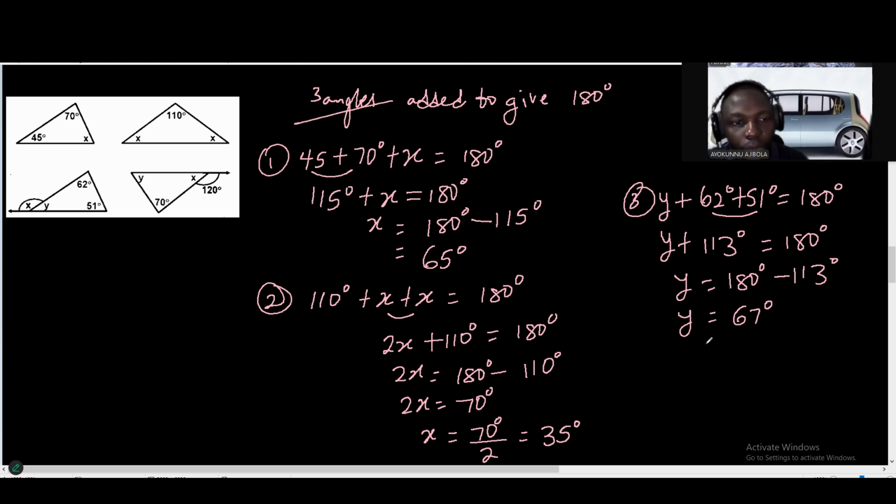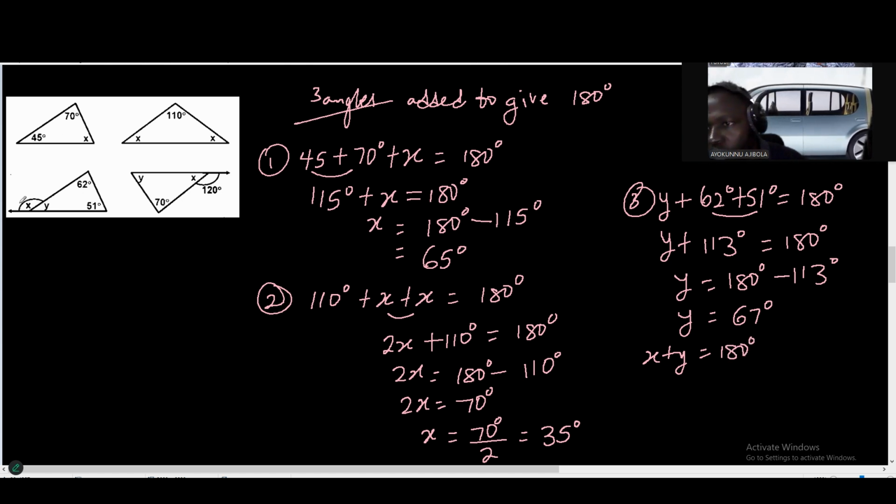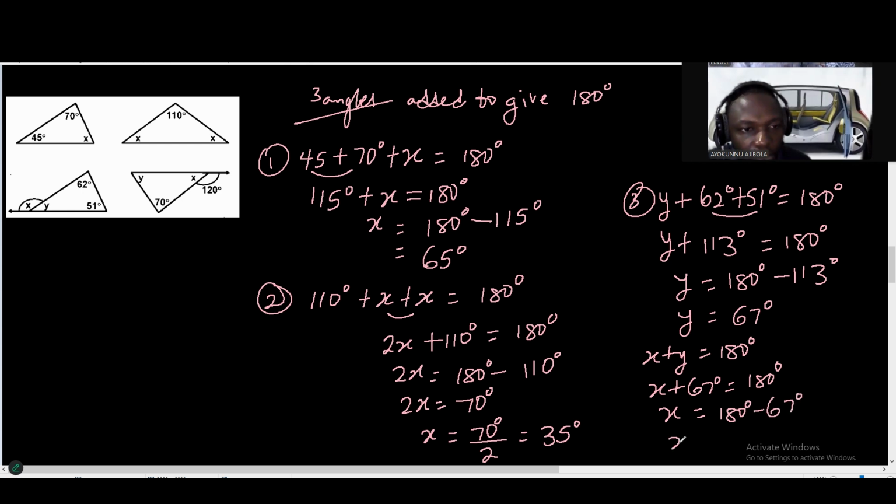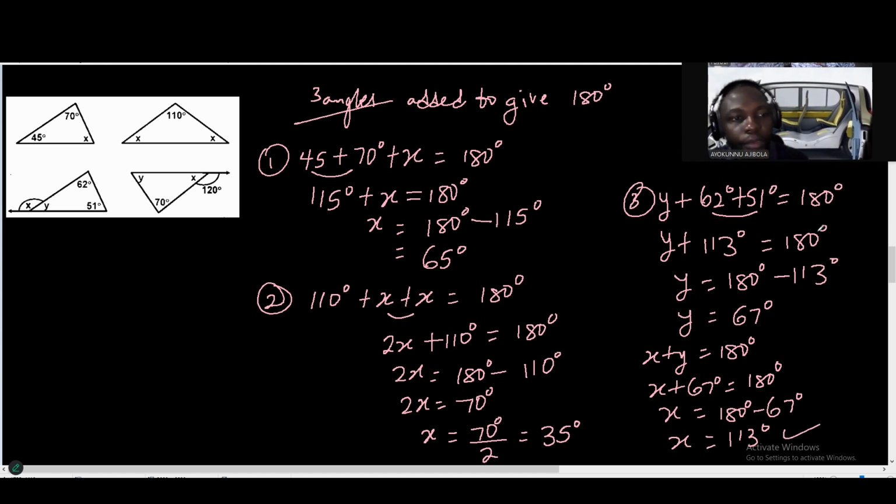So then x plus y is what? x and y are on the same straight line, so it's 180. And y is 67, so x plus 67 degrees is 180 degrees. x equals 180 degrees minus 67 degrees. So x should be 113 degrees. And if you see, what gave us the 113 was the addition of these two.